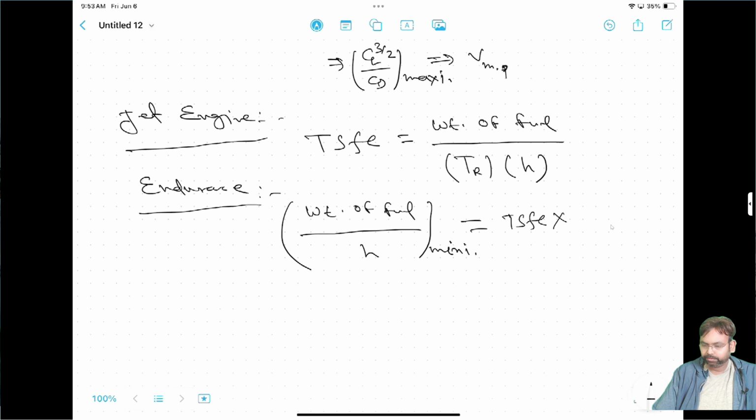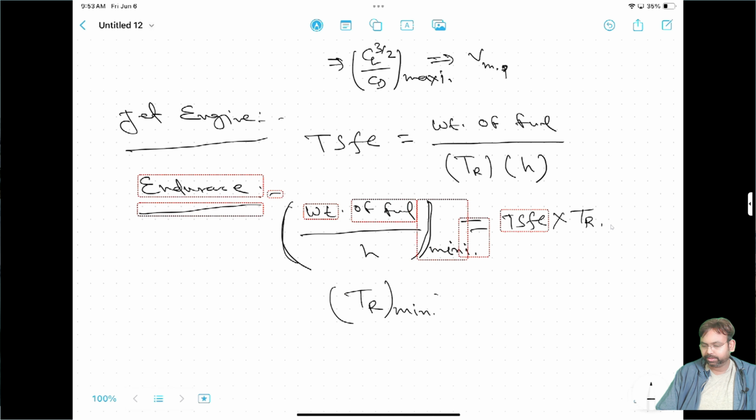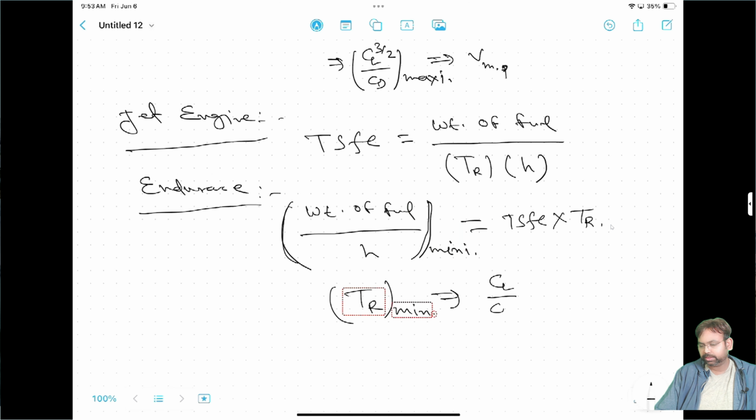TSFC into thrust required. For making this term minimum, your thrust required must be minimum. This implies that CL/CD must be maximum. It means you have to fly with the velocity at minimum drag or minimum thrust required. If you are flying with this velocity, then obviously you can be airborne longer for a given amount of fuel.